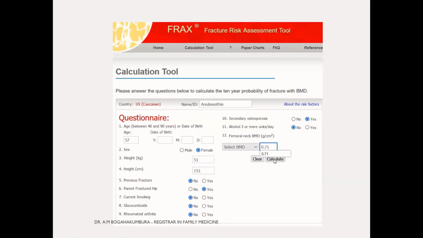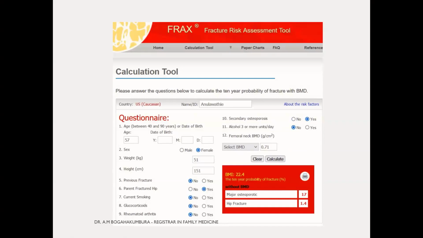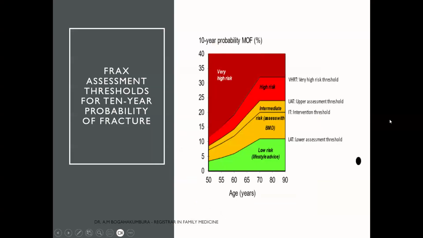BMD was 0.71, so we calculated the 10-year probability of fracture. It is 17% for major osteoporotic fracture. So we enter the data into this graph. Age is 57, and major osteoporotic fracture risk is 17%. So she falls into the very high risk group.